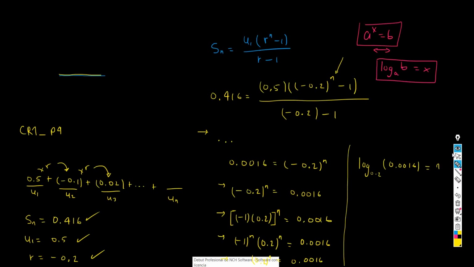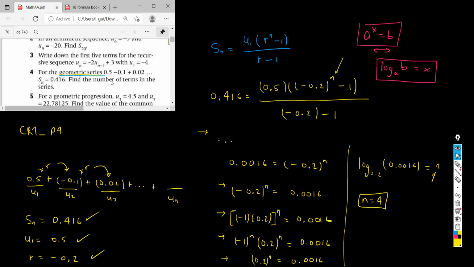So conclusion, n is gonna be 4. And what is n? N is the number of terms that we are adding, right? So basically we're just adding this one, this one, this one, and the next one. That's it. Conclusion to the problem: find the number of terms in the series, just 4.